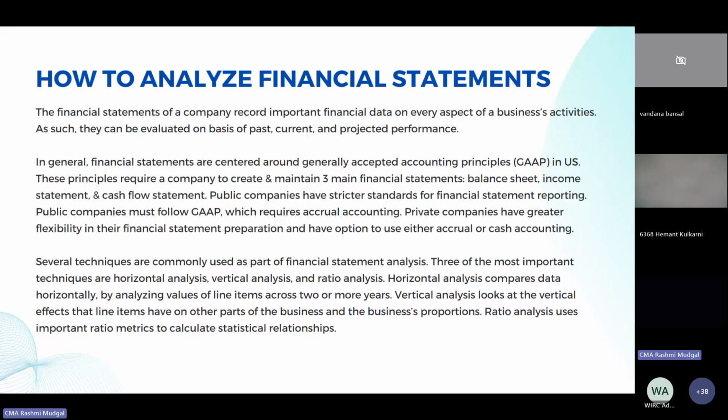I'm doing a comparison between other business lines and my own business. In ratio analysis, we use important ratio metrics to calculate statistical relationships between the assets, the sales, sometimes the payment period, sometimes the raw material. We look at the relationship of one thing with another. For example, how much assets we have against liabilities of such amount. When we calculate this relationship, that is known as ratio metrics and ratio analysis.